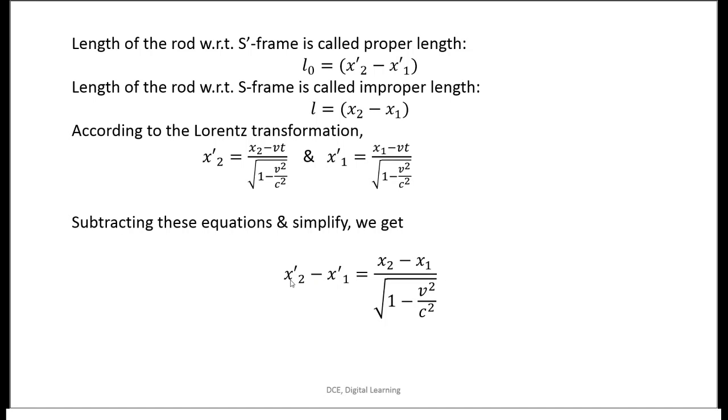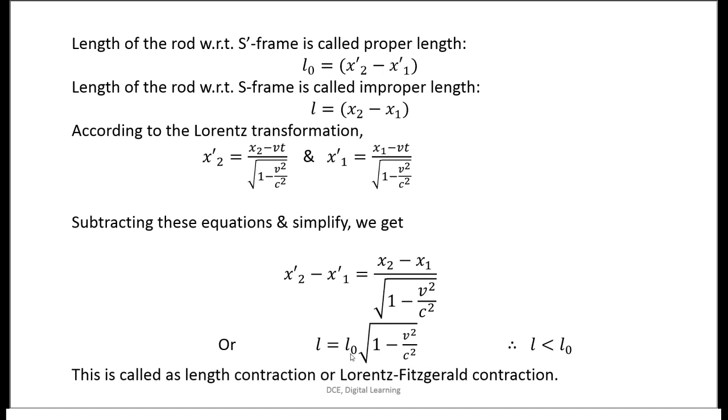We have mentioned that x2 prime minus x1 prime is equal to L naught and x2 minus x1 is the improper length L. So we can write L is equal to L naught into square root of 1 minus v square by c square. By looking at this equation, L seems to be lesser than L naught. This phenomenon is called Lorentz-Fitzgerald contraction.